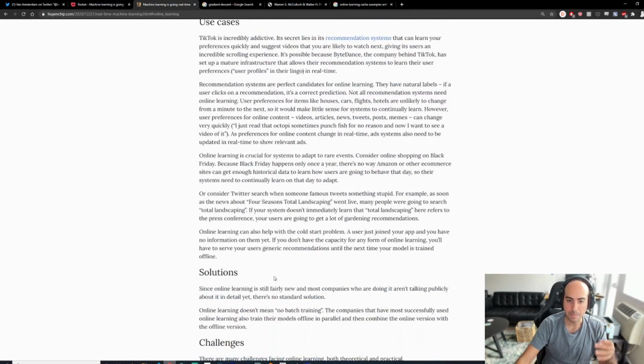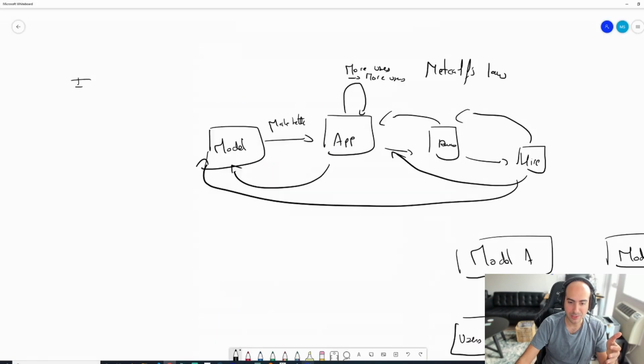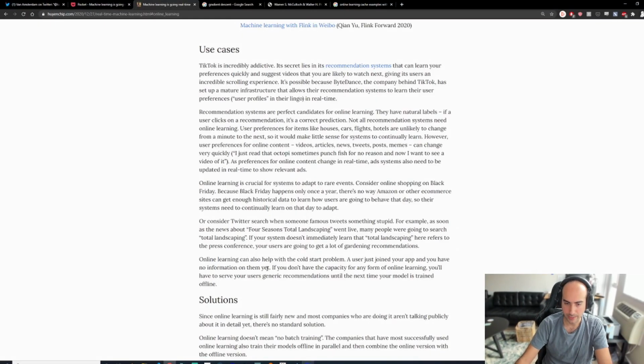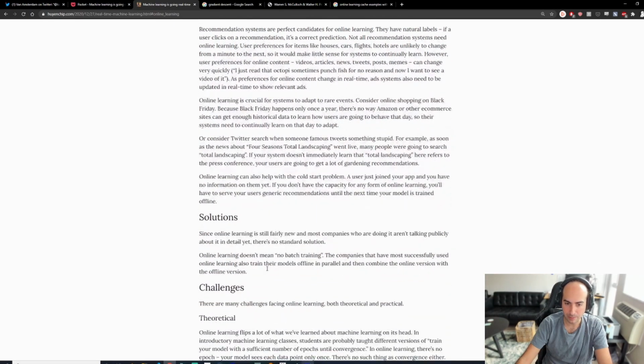This is all hard, but if you can crack it, you end up with this sort of virtuous feedback loop where no one's ever going to compete with you, and we've seen this happen already with companies like Google specifically, and nowadays more like TikTok.